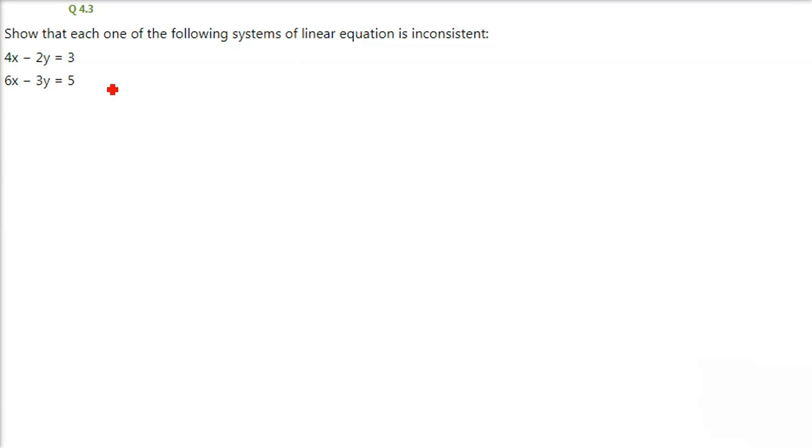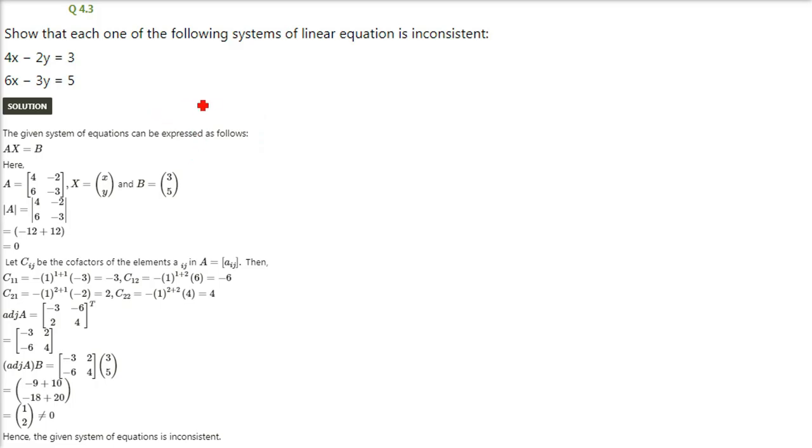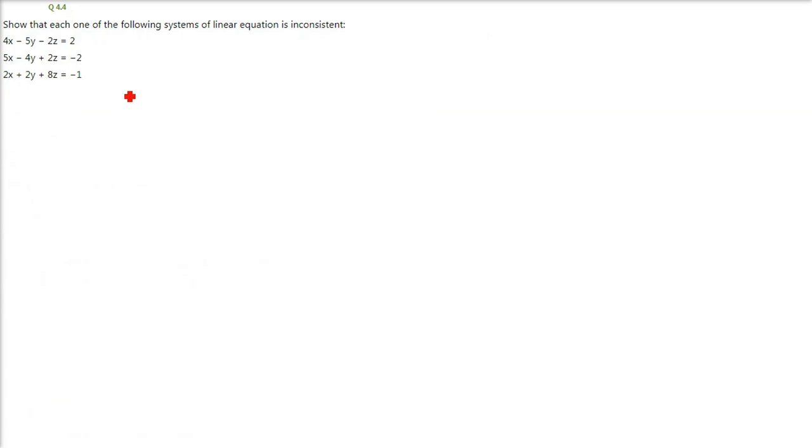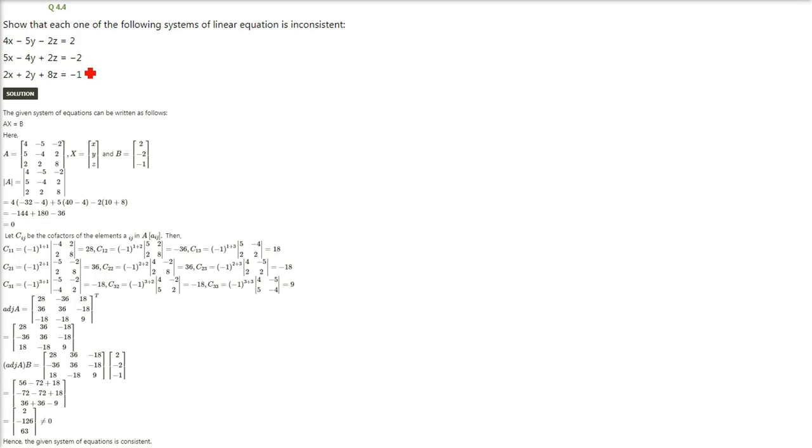Show that each one of the following systems of linear equations is inconsistent. So I'll just go ahead. All this we have done. Show that each one of the following systems of linear equations is inconsistent. So there are three equations.